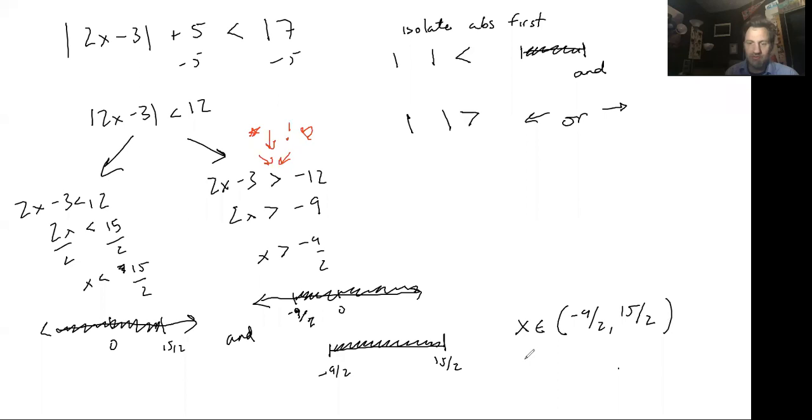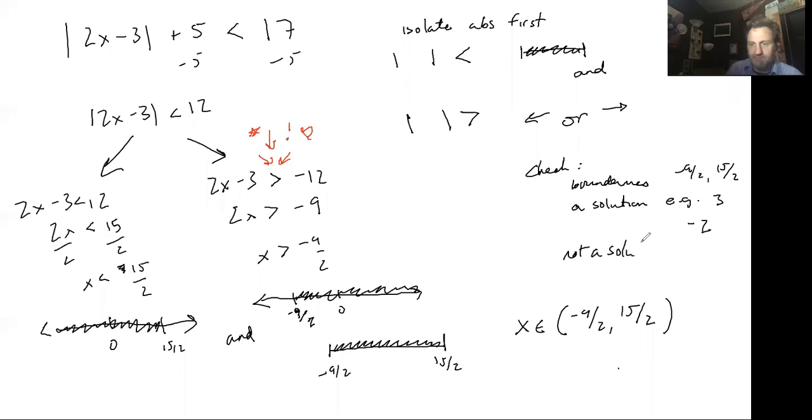So the check is actually pretty involved here. We would need to check the boundaries. And by boundaries, I mean the -9/2 and the 15/2. Then we would need to check a solution. So that would be a number like 3 or -2. And then if I really want to be thorough, something that's not a solution. And so I would say something like -5 or 10.